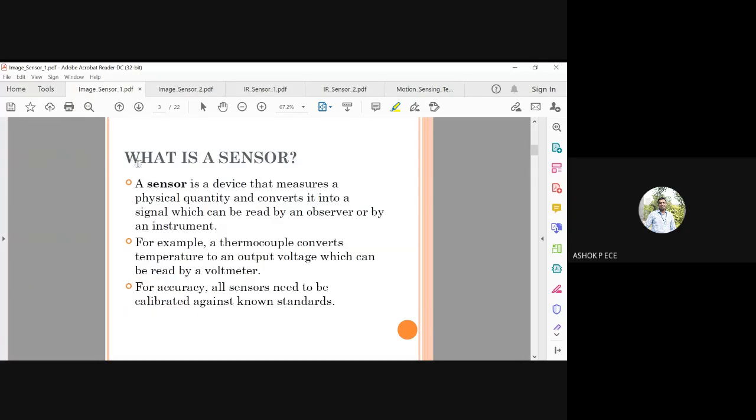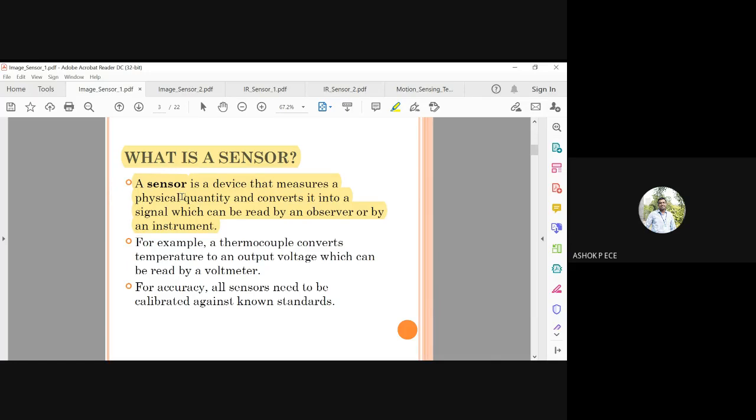So see here, what is a sensor? A sensor is a transducer, a device which measures a physical quantity. That physical quantity may be pressure, temperature, voltage, current, or any physical quantity, and it converts that into a signal which can be read by an observer or an instrument. You have a temperature sensor in your house. In your clock nowadays, all the LED clocks have a temperature sensor. They display the current temperature live.